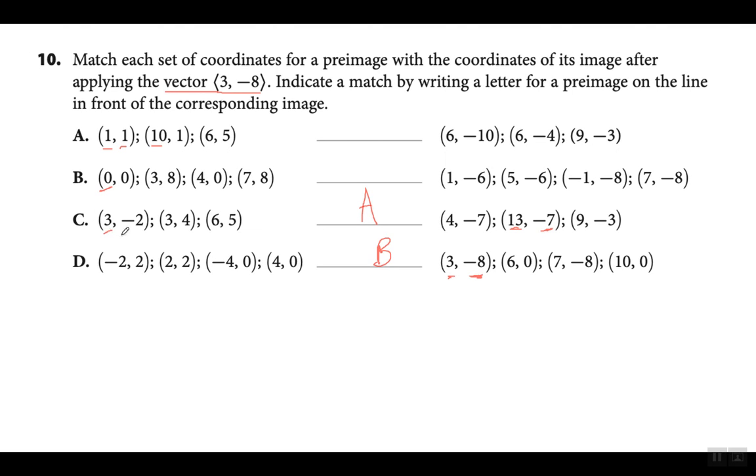For the first point, the x-coordinate is 3. So 3 plus 3 is 6, so it's got to be this one. And last one, the letter D. This is negative 2. Negative 2 plus 3 is positive 1. And that's it, I'm done. All I had to do was the first number for each one of them to get my answer.